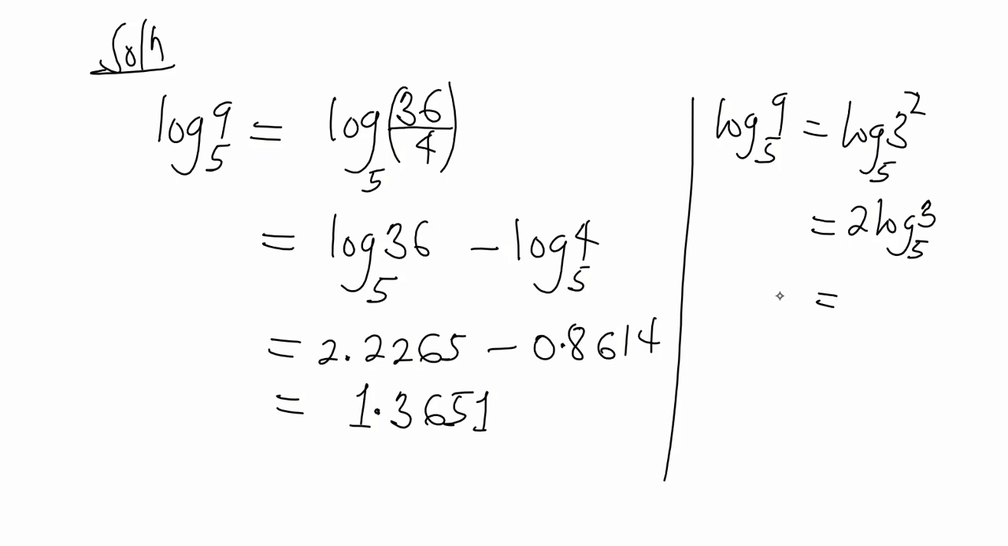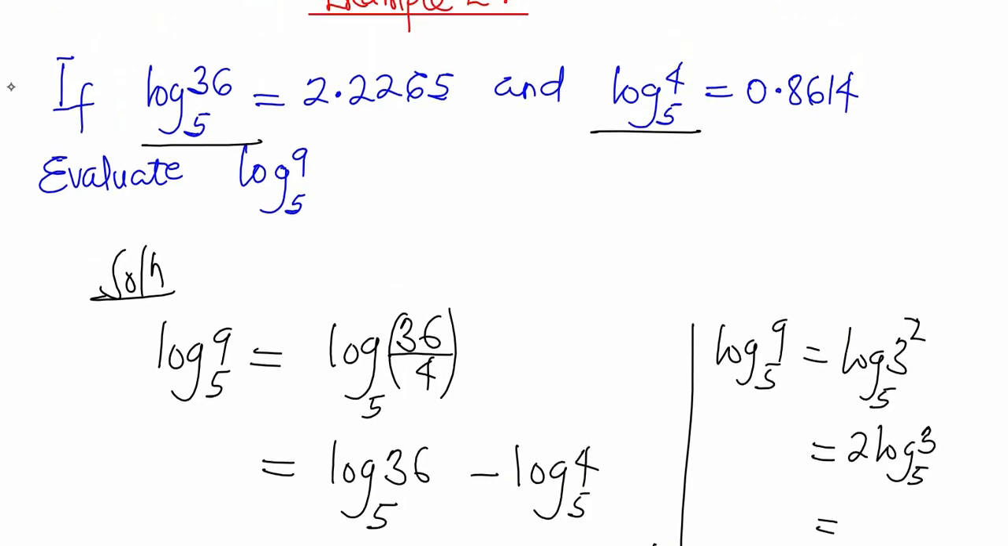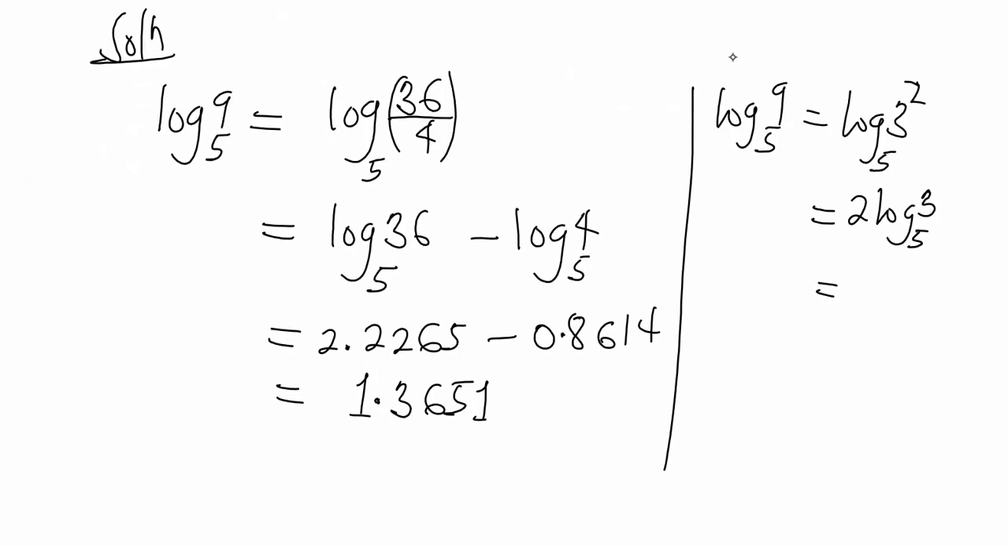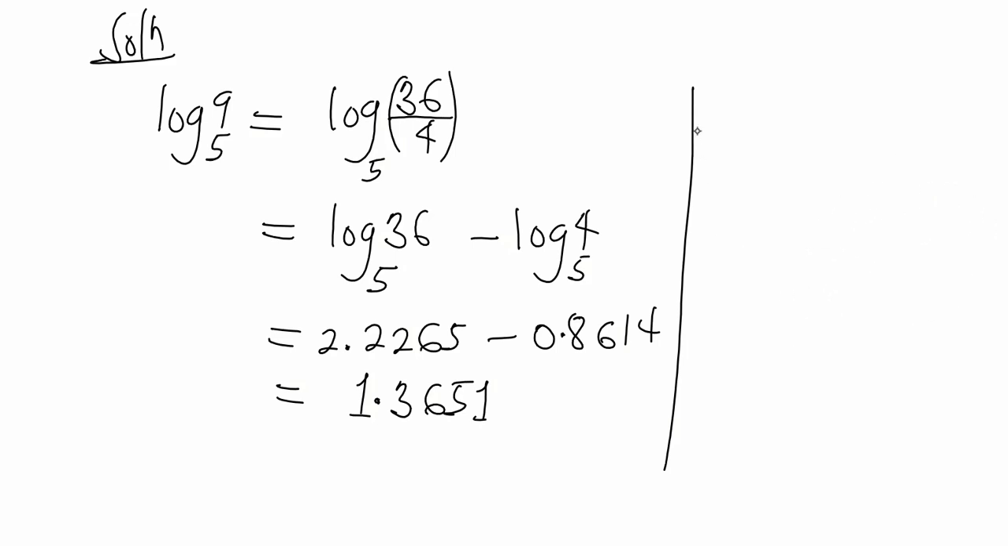But from the values given to us, there is nothing like log 3 base 5 here. So since that does not work, then we cannot continue with our solution. So using this procedure is not going to work for log 9 base 5. So the only solution we can apply here is for us to use the logarithm of 36 divided by 4 in finding the solution to log 9. So this is the perfect solution for this question. Now let's try the next set of examples.